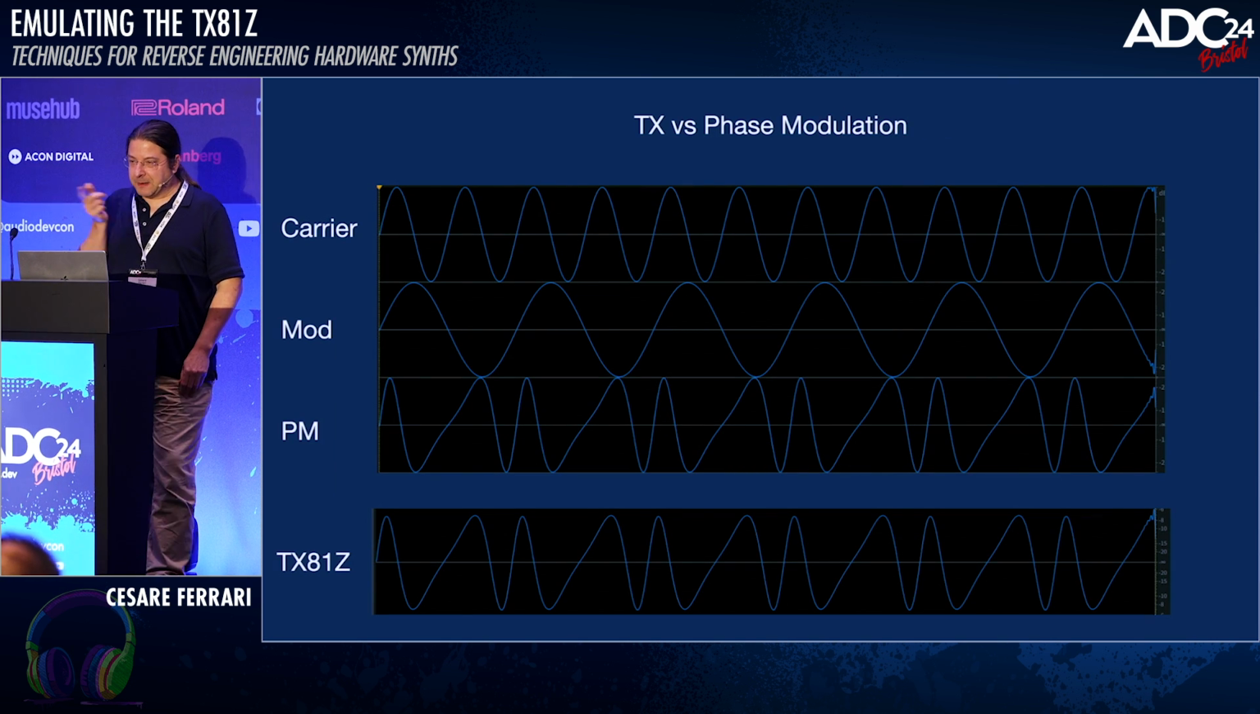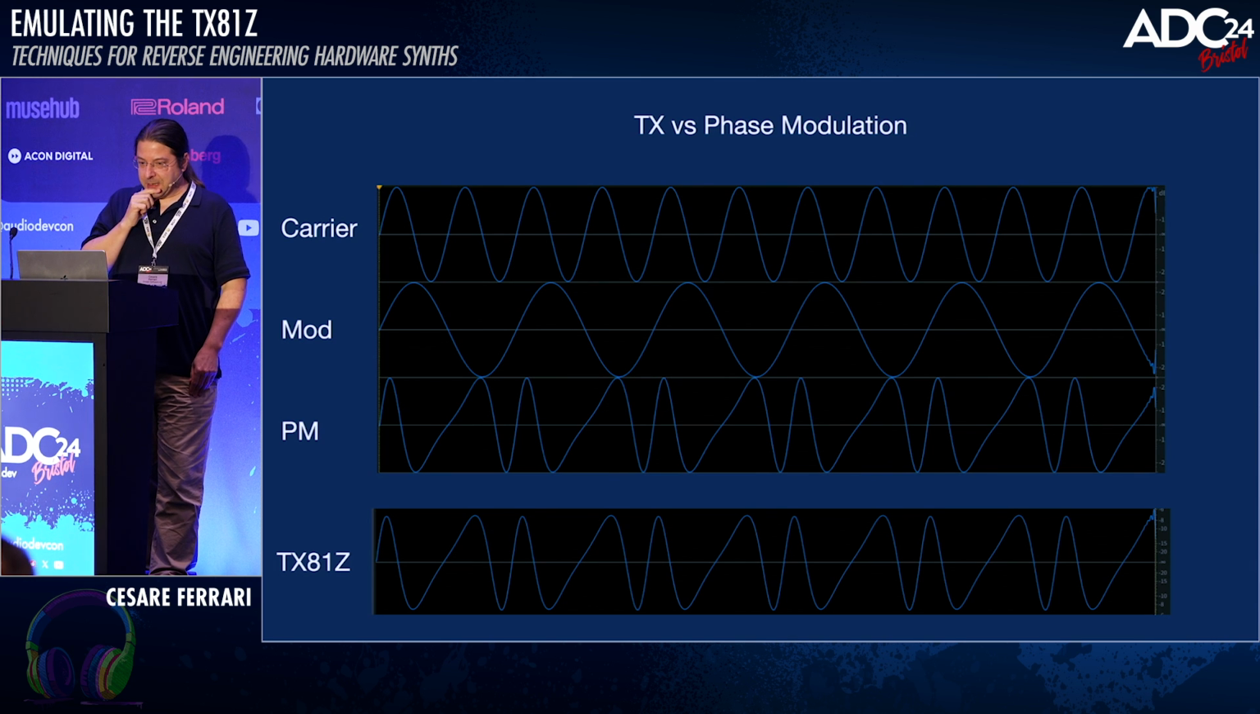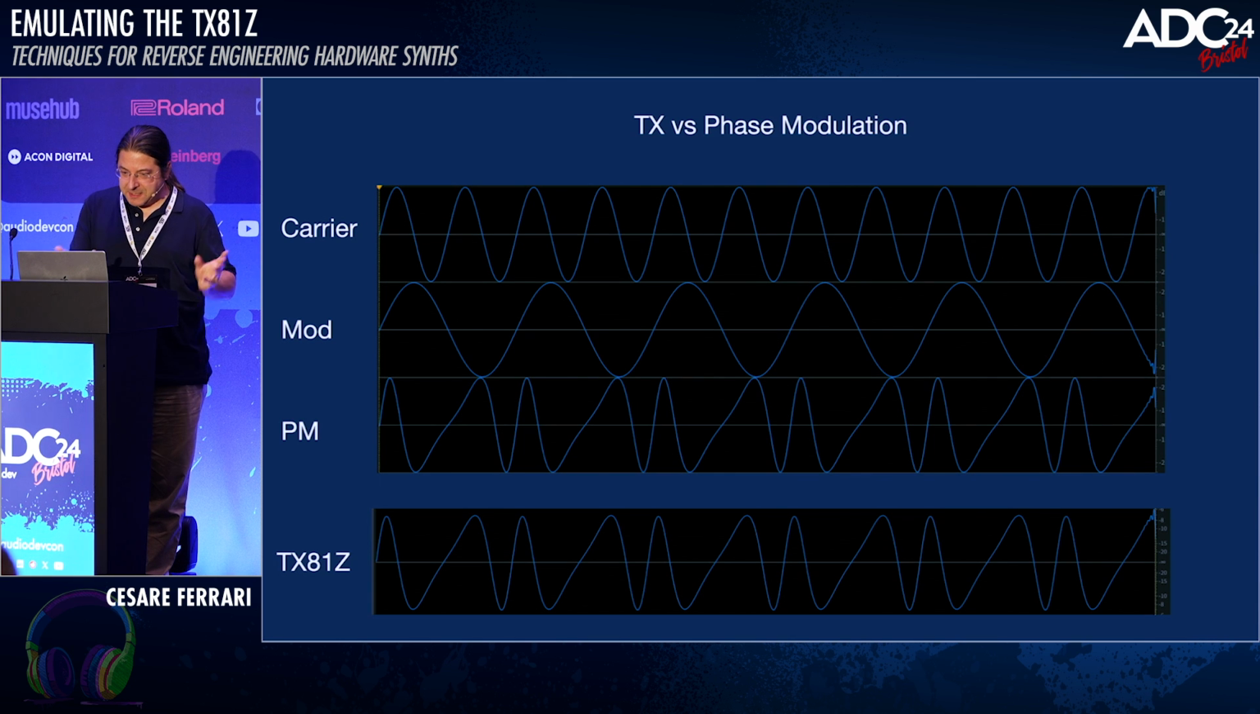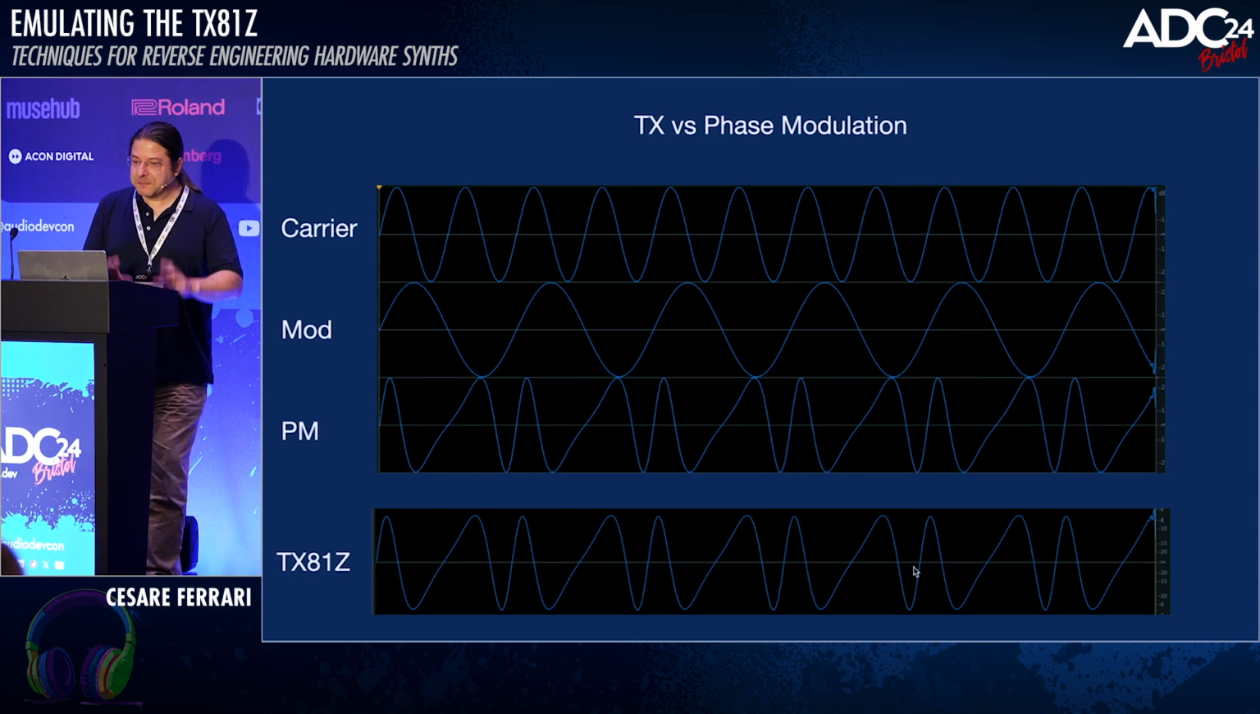This is what happens if you plug that same algorithm into Cmajor and compare it to the TX81Z. And now suddenly we've got this match. So here's the phase modulator algorithm output and the TX81Z output. And you know, they aren't exactly the same, but you can see they are the same, if that makes sense. It's a pretty close match.